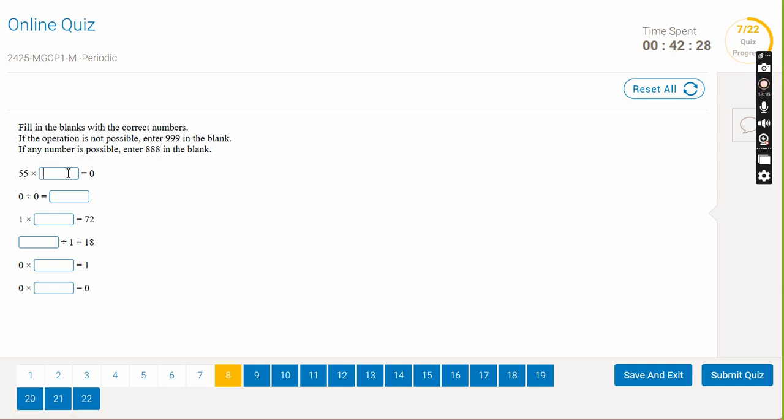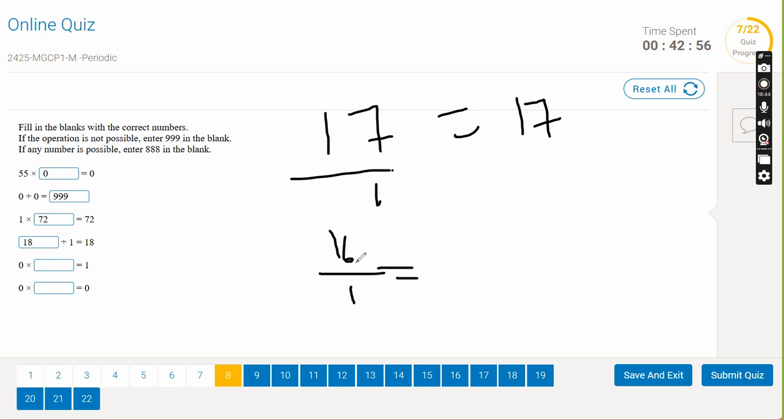Here, now 55, any number multiplied by 0 is 0. Then you have 0 divided by 0, you cannot do that, so we'll put 999. Any number multiplied by 1 is the number itself, 72. 18, so the number at the top, if it's divided by 1, it will be equal to that number, so it will be 18. If it's 17 over 1, it will be 17. 16 over 1, any number with 1 at the bottom, there will be the number itself, the numerator.